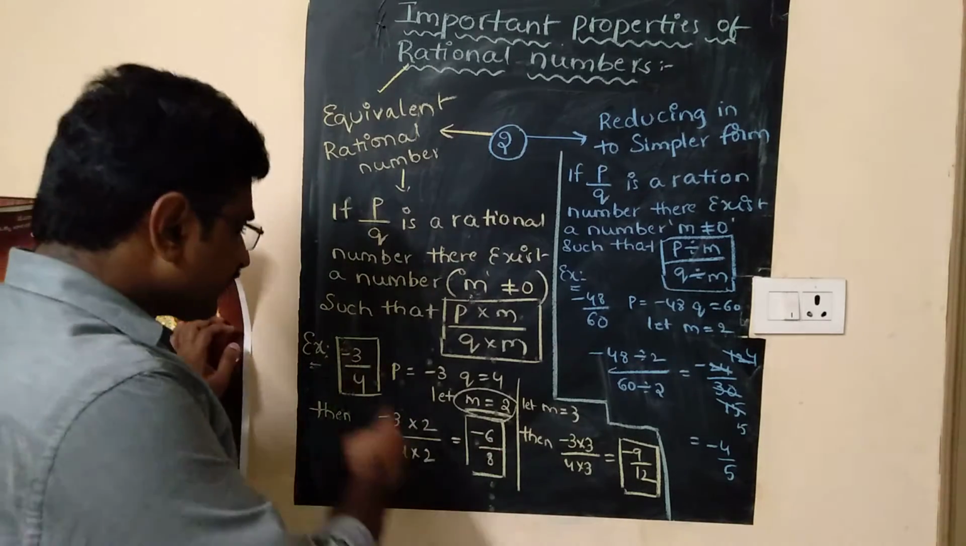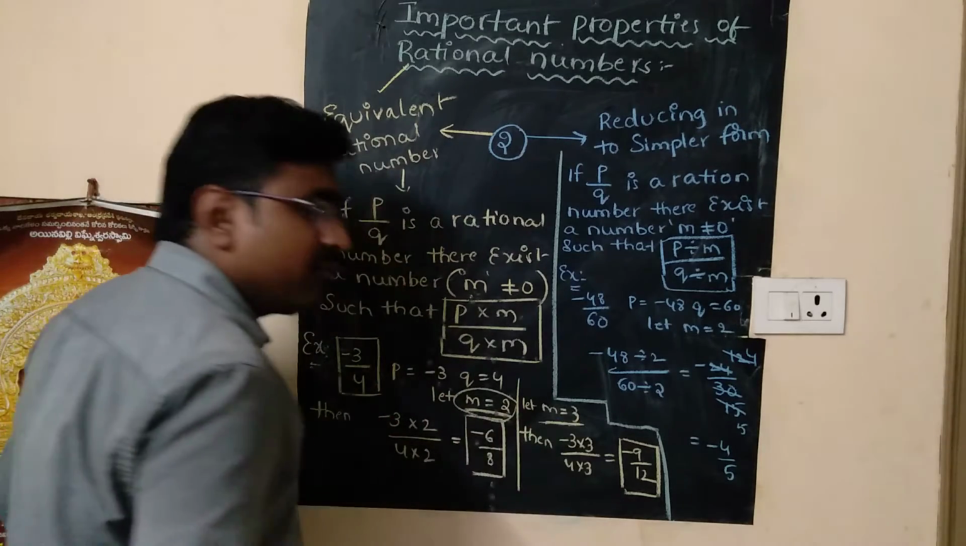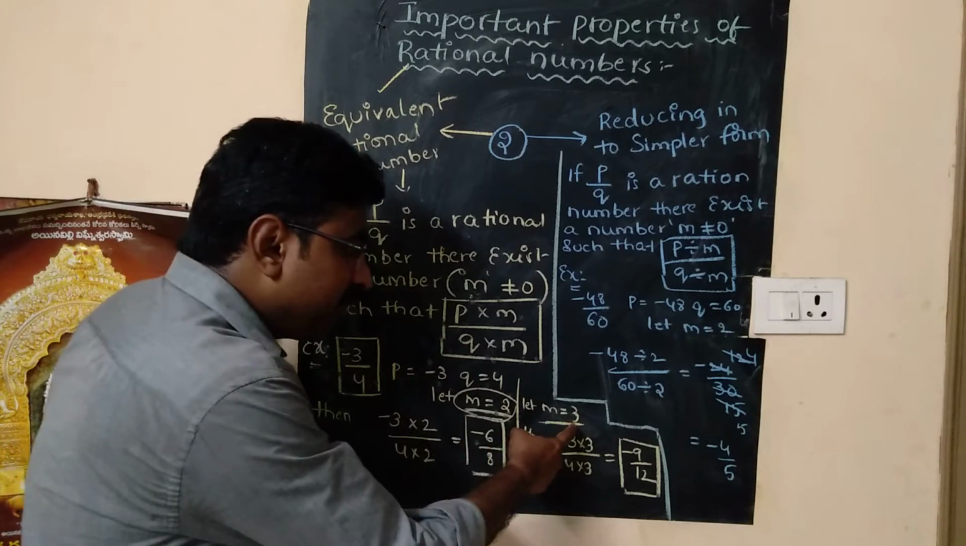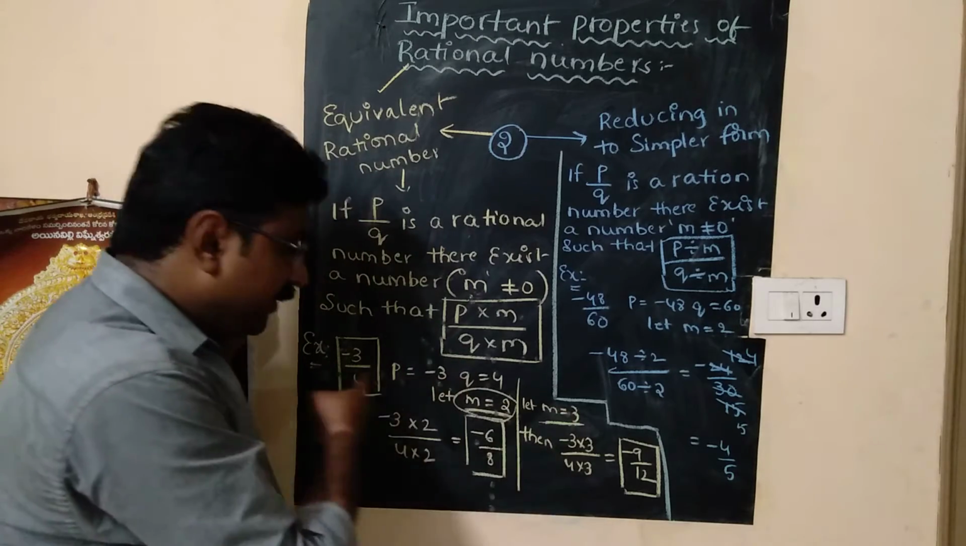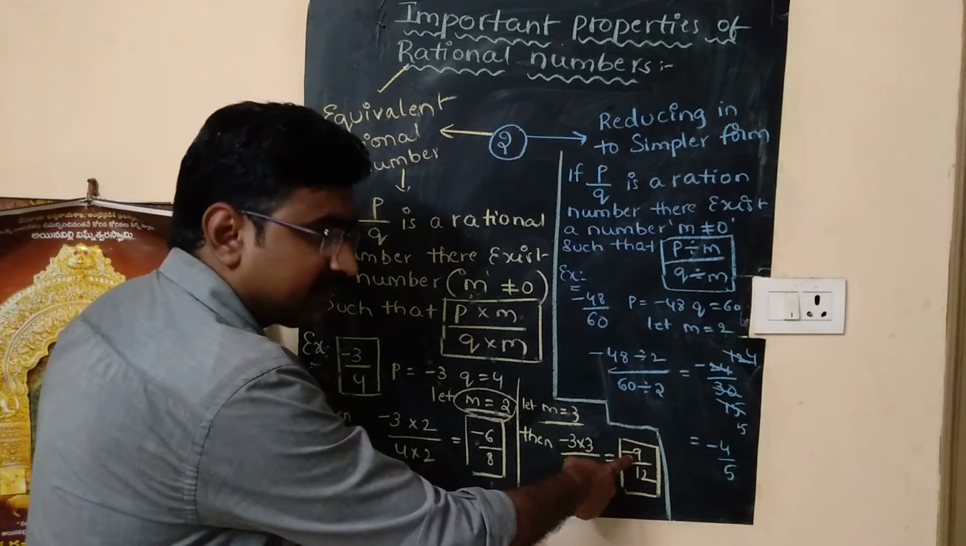See here. The same fraction I have taken, minus 3 by 4, but I changed the value, m is equal to 3. Now again, according to this rule, m should be multiplied with p and m should be multiplied with q. That is 3 into minus 3, that is minus 9, correct?